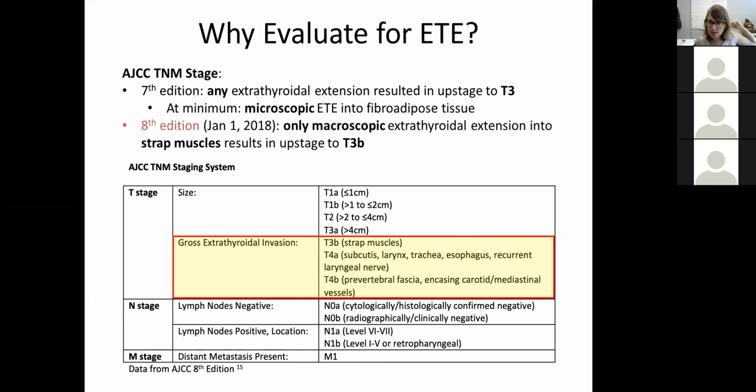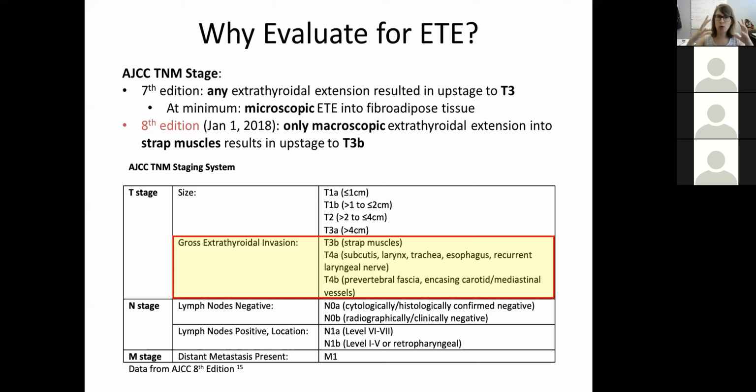So why, again, do we evaluate for this? Because in the old AJCC staging system, any microscopic ETE into fibroadipose tissue, into muscle, whatever, resulted in an upstage to T3. Now, it is only gross or macroscopic extrathyroidal extension into skeletal muscle that upstages the patient. So tiny microscopic extension into fat, not upstaged. Gross macroscopic extension into skeletal muscle, yes, upstaged.